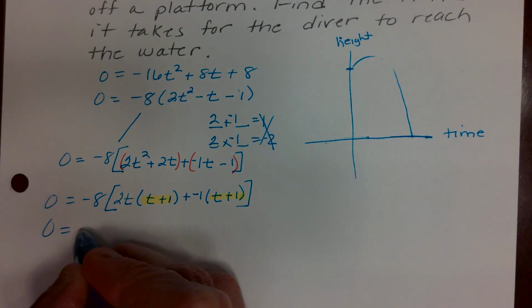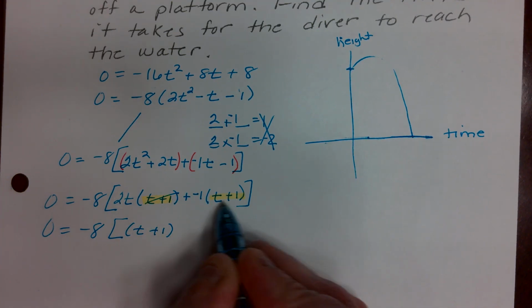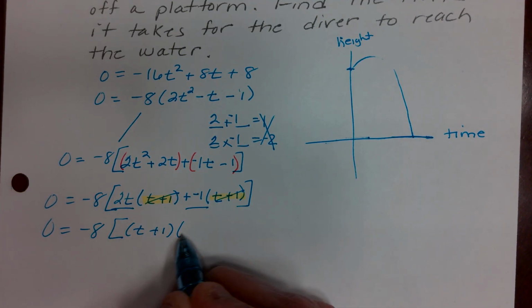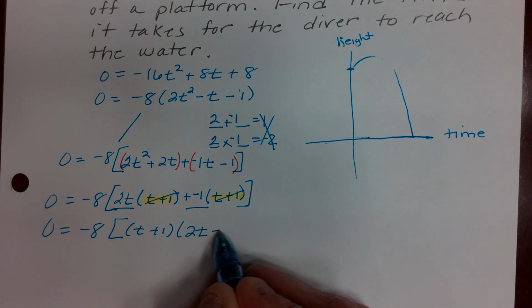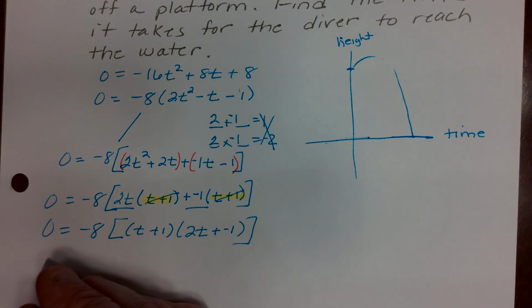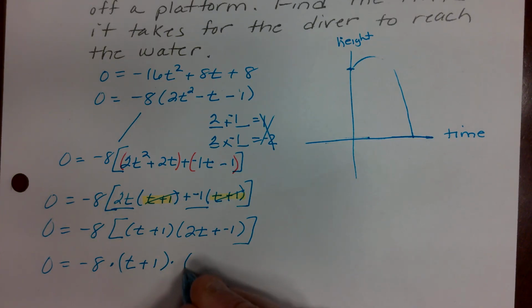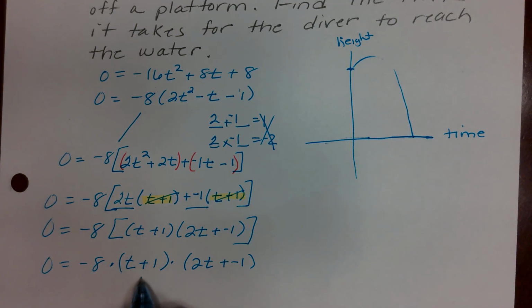And leaving that 8 off front, take out my t plus 1. You see what you're left with, 2t plus a -1, or 2t minus 1. And what you're going to notice is now we have 3 things. So we have 0 equals -8 times t plus 1 times 2t plus a -1. So in order to figure out if this is 0, this or this has to be equal to 0. So what makes this 0? A negative 1. What makes this a 0?